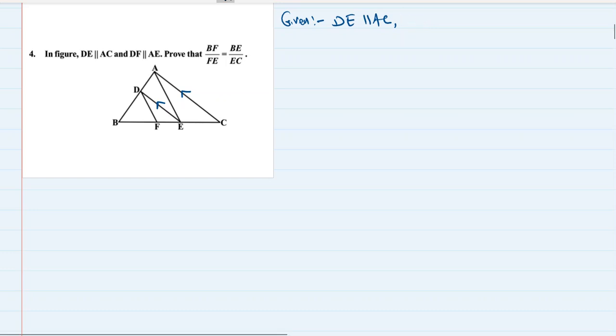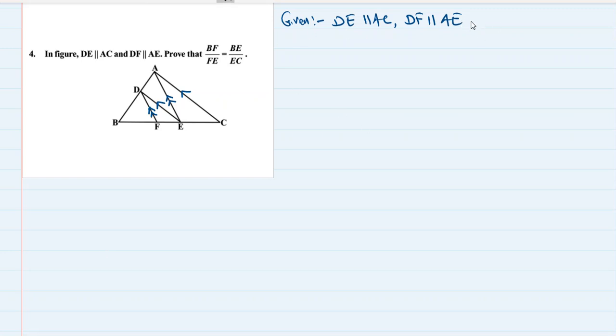And DF is parallel to AE. DF is parallel to AE. Do you see that? Now there is just one triangle ABC, but in one triangle ABC we have two pairs of parallel sides, DE and AC and DF and AE, and that makes this question very interesting.